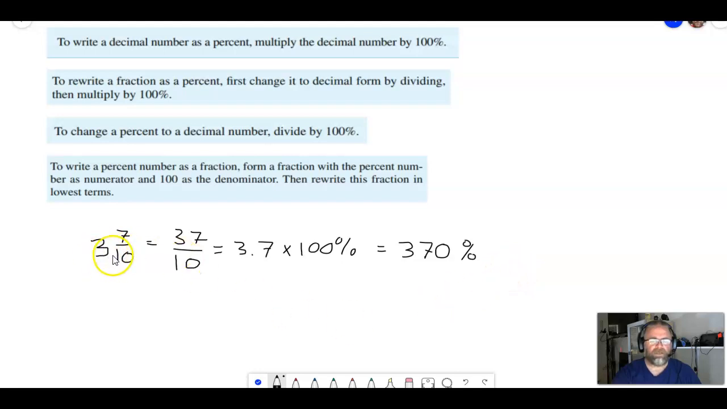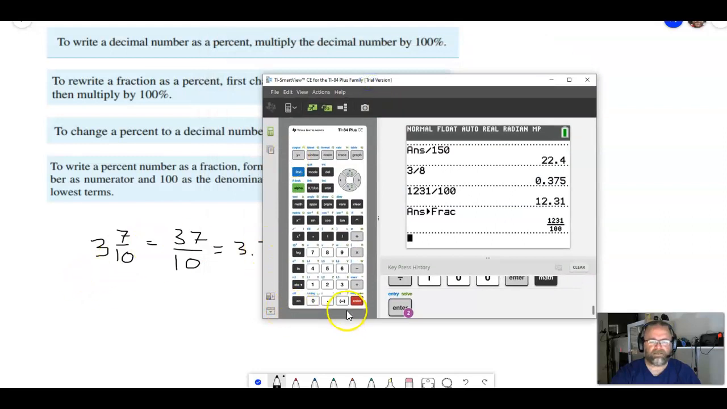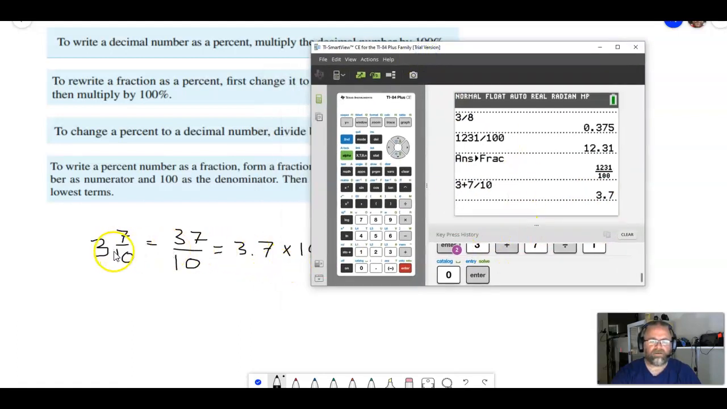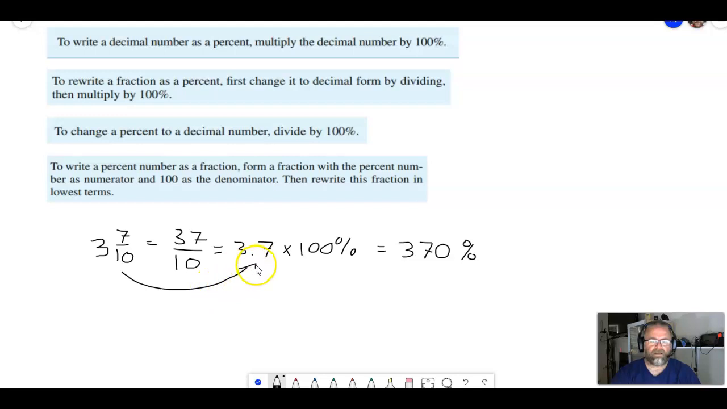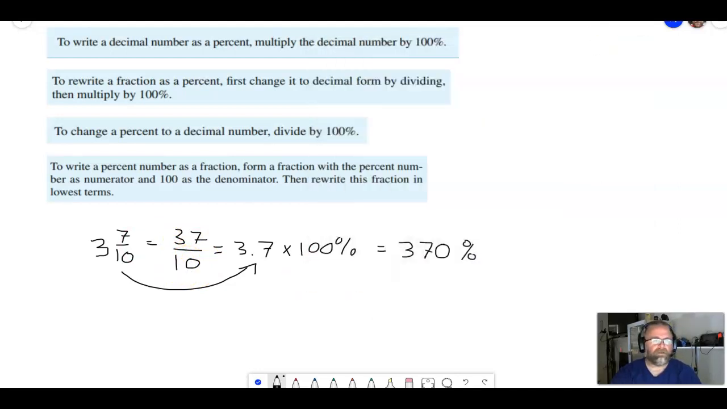Now, how could we do it in our calculator without first converting it to an improper fraction? Well, 3 7/10 is really just equal to 3 plus 7 over 10. That's basically what it's saying. And that will convert it in your calculator directly to that decimal form without having to put it into the improper fraction form first. All right, let's take a look at another one here.